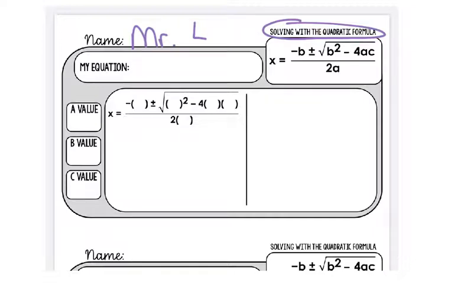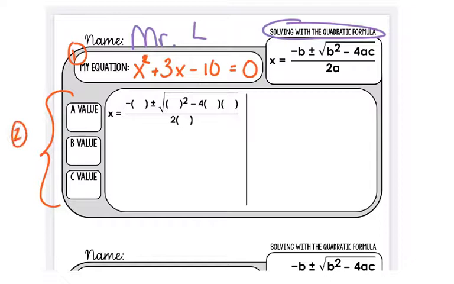So I'm going to choose one that is x squared plus 3x minus 10 equals 0. Okay? So then from there, what I'm going to do is identify my A value, B value, and C value. Step 1 was put my equation in. Step 2 is to identify A, B, and C. So A is 1 because I just have x squared. My B value is going to be positive 3. And my C value here is going to be negative 10.